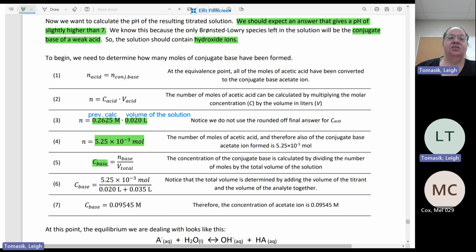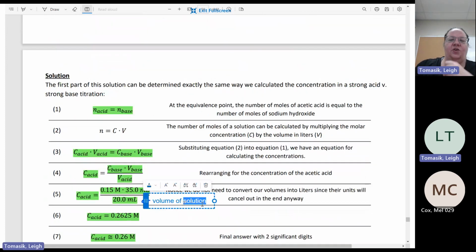Then, the concentration of the conjugate base. So this number here that I said is the volume of solution, I should say is the volume of the acid. You're going to take the volume of the acid and the concentration of the acid, from the first equation, it's even written there, and we're going to use that to calculate the moles.